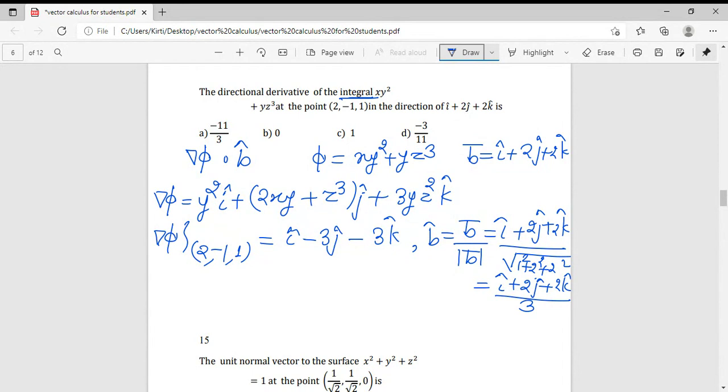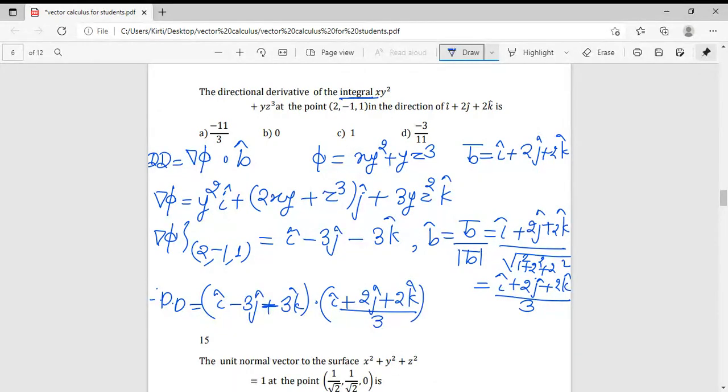Let's put in the formula. So directional derivative is del phi dot b cap. So therefore required directional derivative is equal to what we have? i minus 3j minus 3k dot i plus 2j plus 2k upon 3.